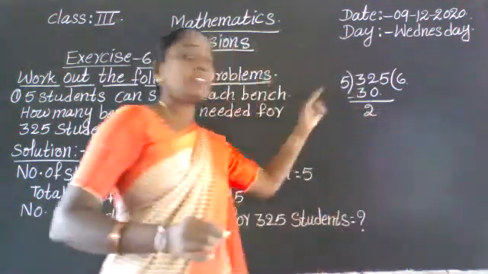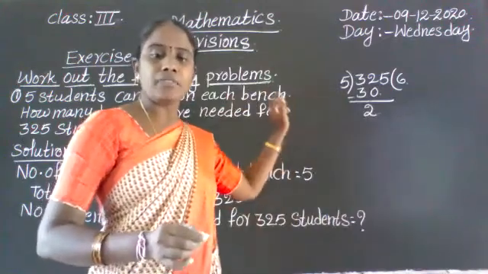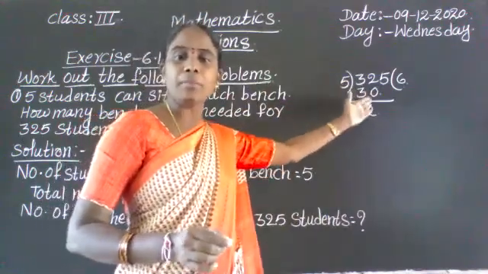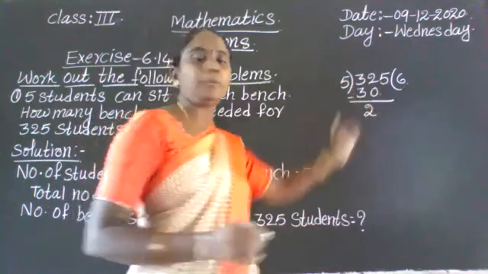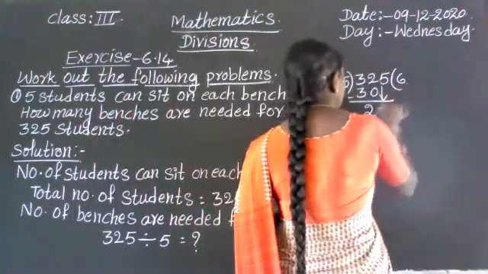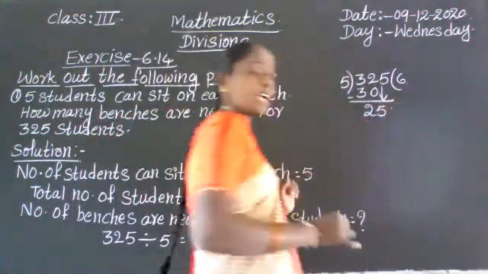2 is less than 5. Again 2 is less than 5. So we have to take the next number, which is 5. Write 5 on the dividend side, down.